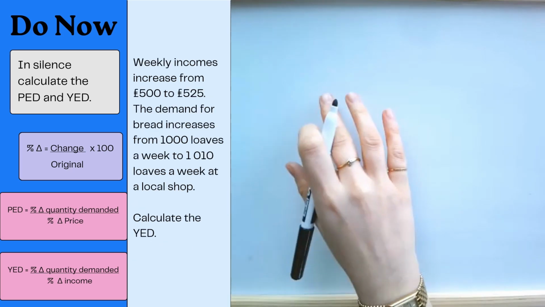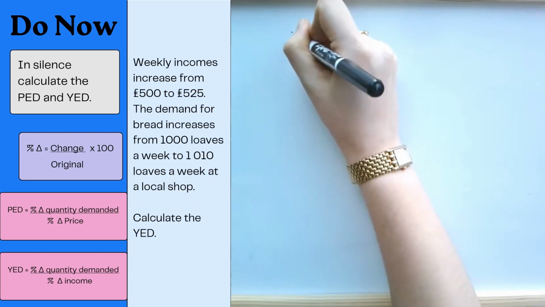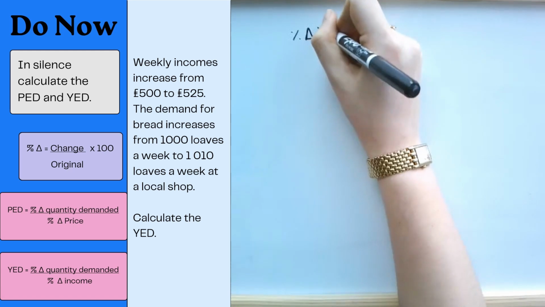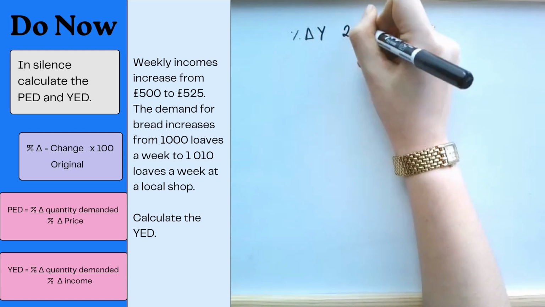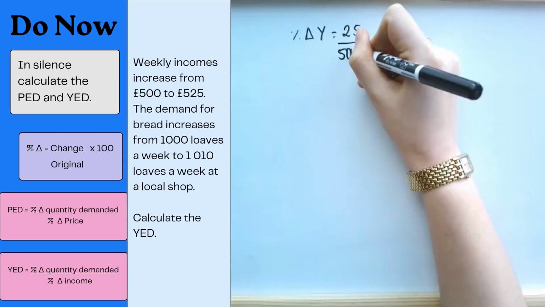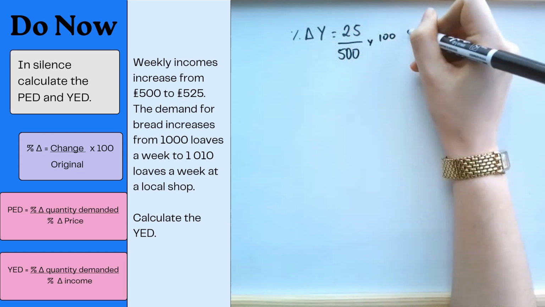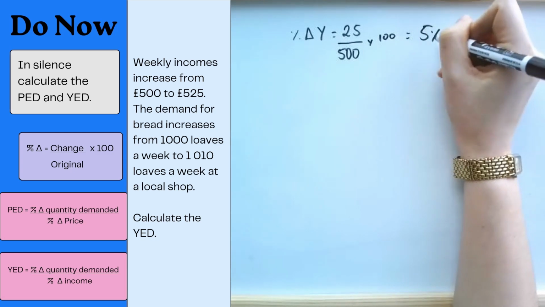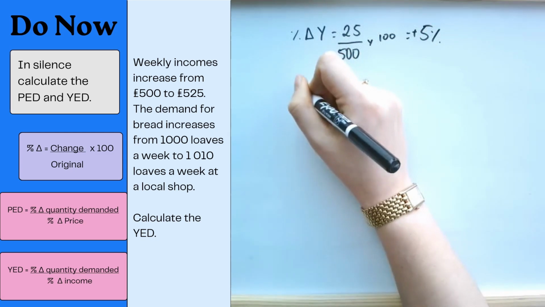Okay, for the second question to get us warmed up, we're looking at YED, income elasticity of demand. Weekly incomes increased from £500 to £525. The demand for bread increased from 1,000 loaves a week to 1,010 loaves per week. A local shop calculates the YED.